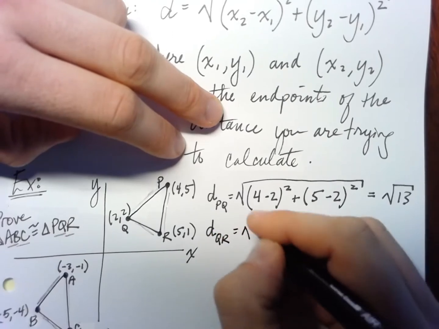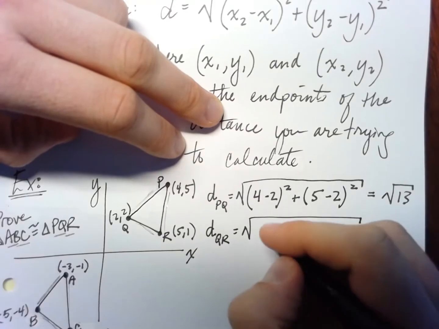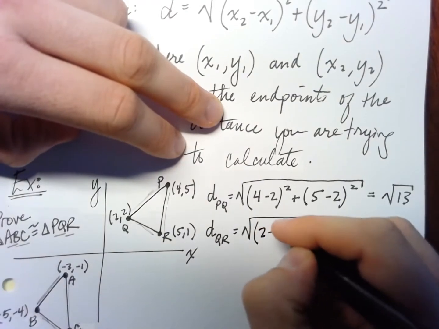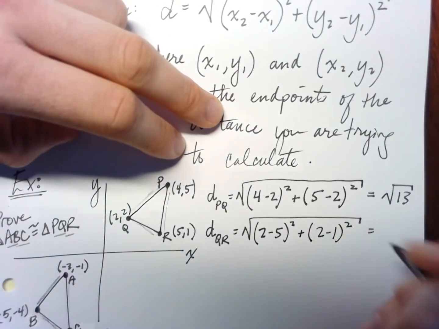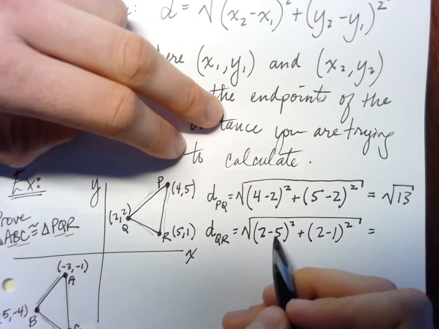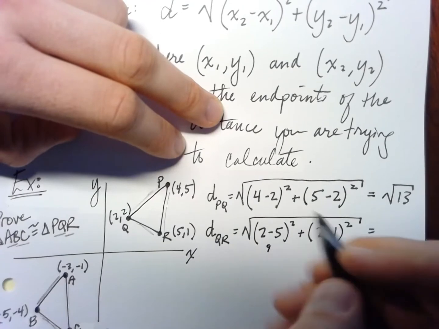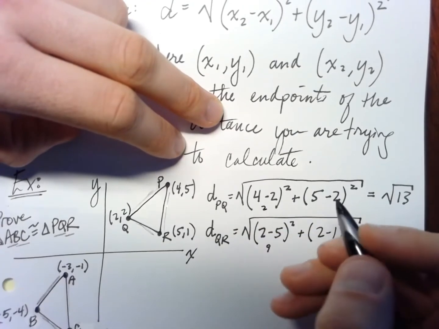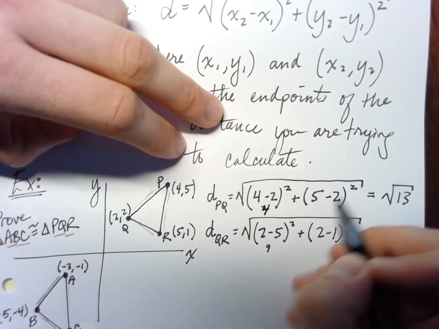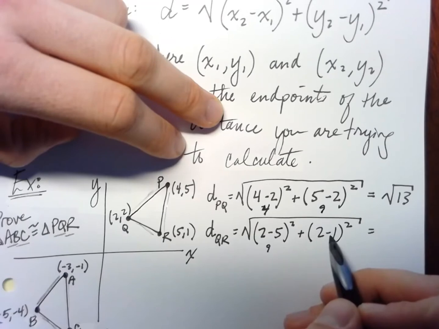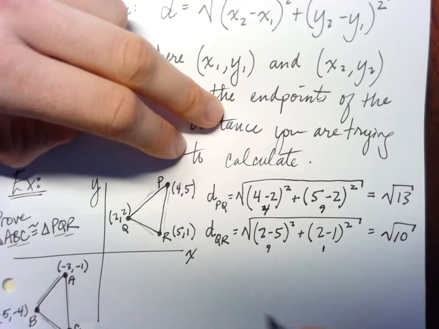What's our next one? The distance of QR. So going from Q to R, I've got the difference in the x's, so 2 minus 5 squared, and I've got the y's, 2 minus 1 squared. 2 minus 5 is negative 3, but squared is going to be a positive 9. And you can even just jot this down right here if you need to remember. 2 minus 1 is 1, squared is 1. So 9 plus 1 is 10, so this will be the square root of 10.